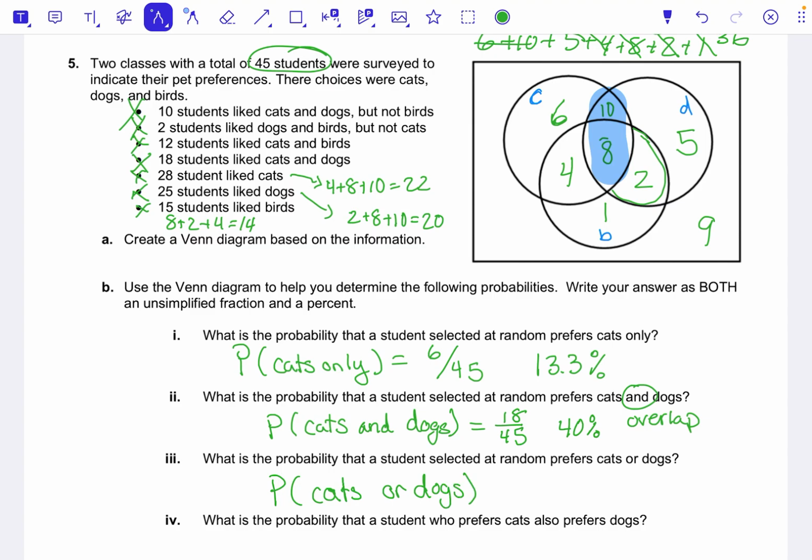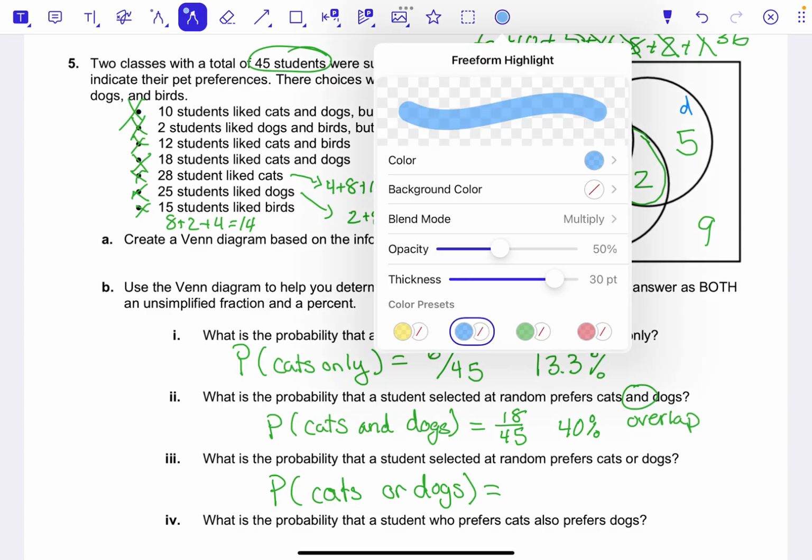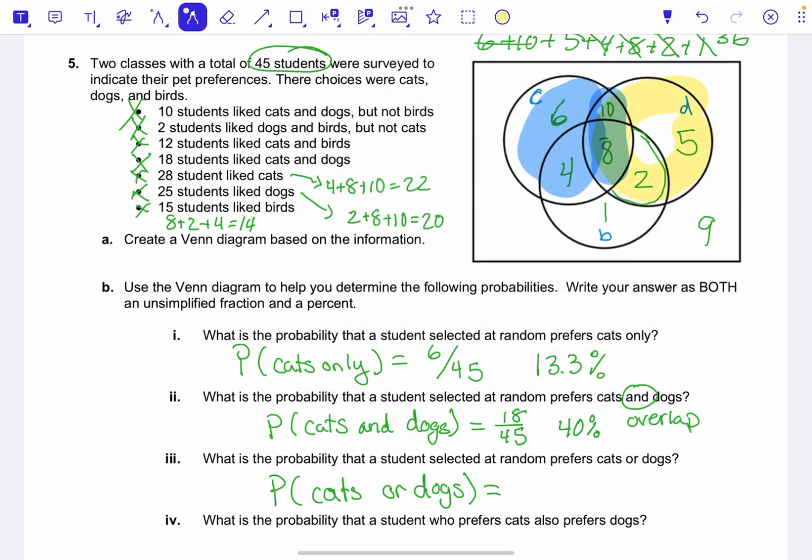And this is overlapping, because if I focus on my cat circle, I go here. But then if I focus on my dog circle, and they do share the 10 and the 8, so you need to be careful. When it comes to Venn diagrams, I do find it easier to just straight up add the numbers or subtract.